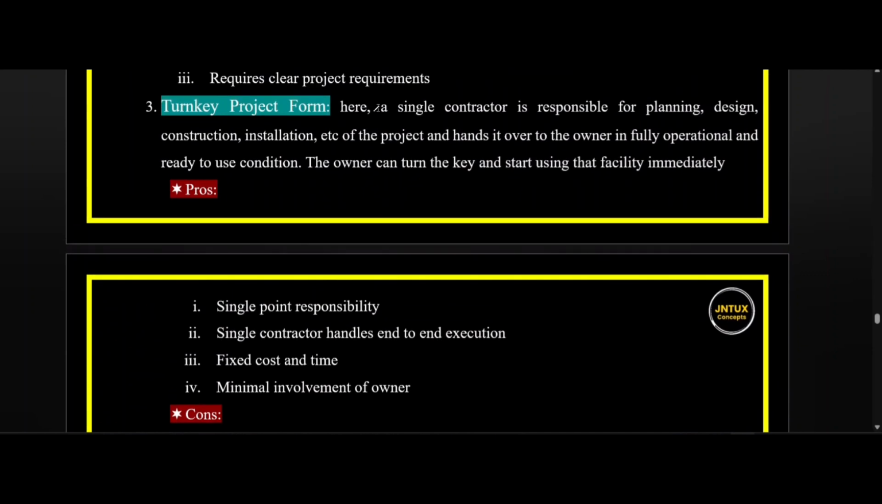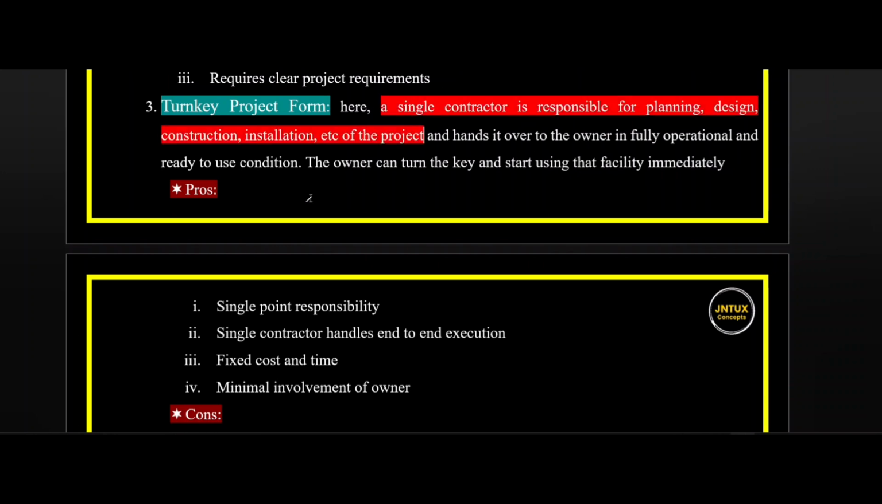Here a single contractor is responsible for planning, design, construction, installation, etc. of the project. And after completing the entire project, the contractor simply hands it over to the owner in fully operational and ready to use condition. So now the owner can just turn the key and start using the facility immediately.